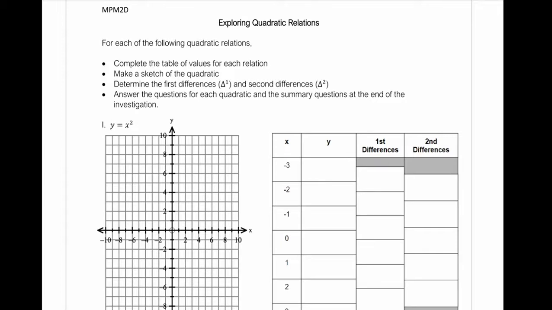Then we want to answer the questions after each quadratic, and then the summary questions at the end. So this is going to be an investigation. I'm going to lead you through the first couple of examples. Then I recommend you pause the video to try it on your own, and then come back in and see how you did, and summarize with us.